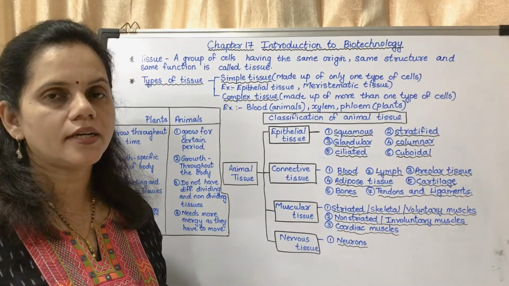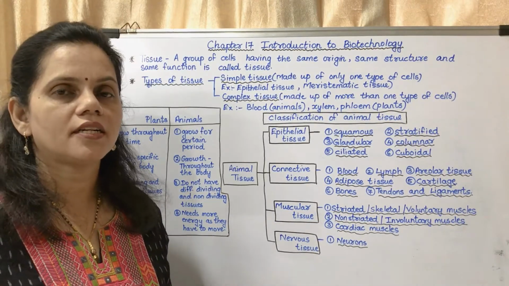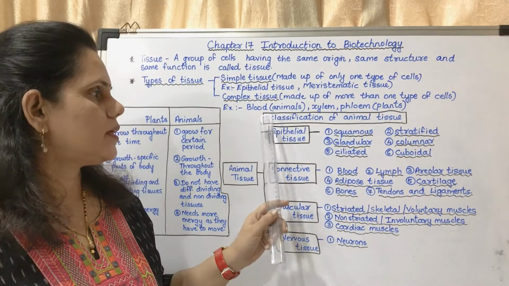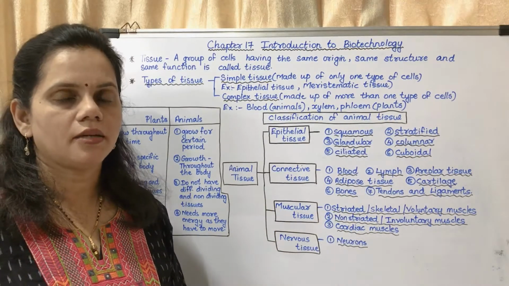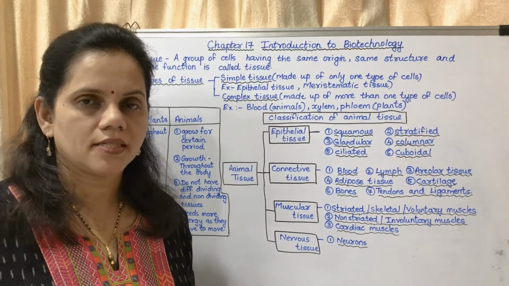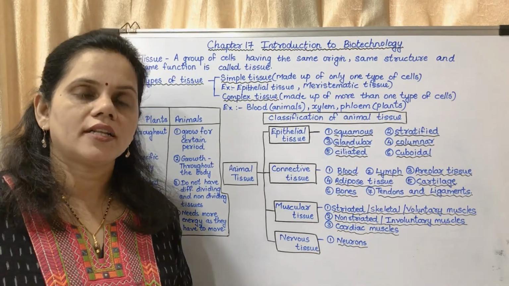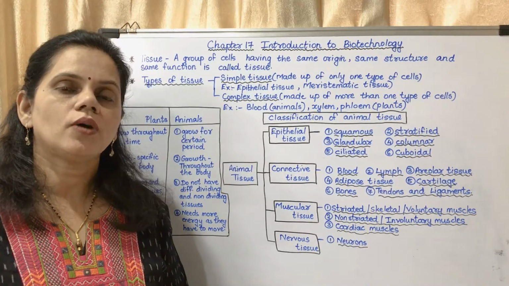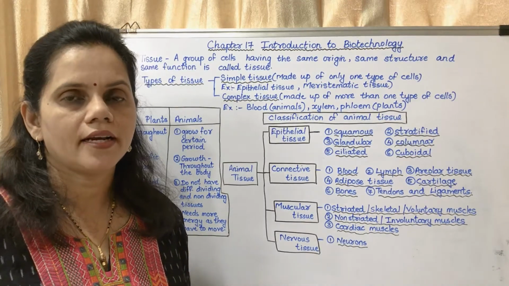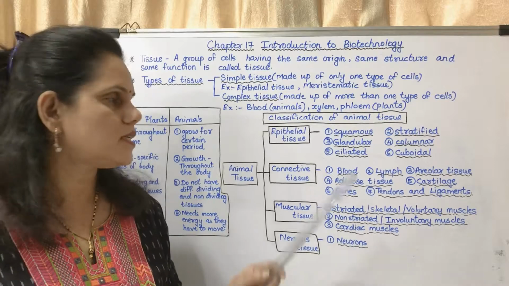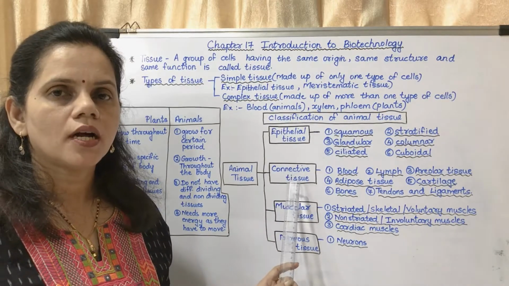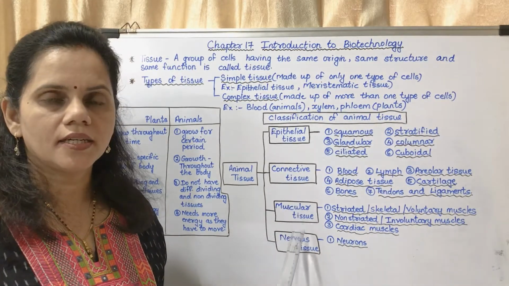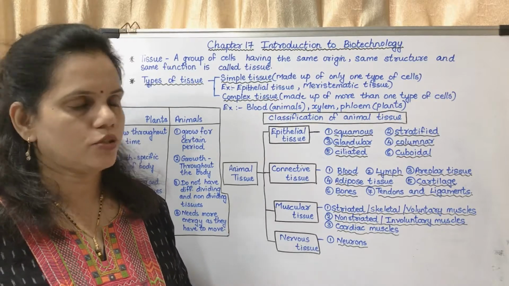It is very important. It could be asked as a fill in the box question. The question will be classification of animal tissue. Draw a chart showing classification of animal tissue, or they will give you the chart and ask you to fill in the boxes. Okay, so animal tissue is basically divided into 4 types: epithelial tissue, connective tissue, muscular tissue and nervous tissue.